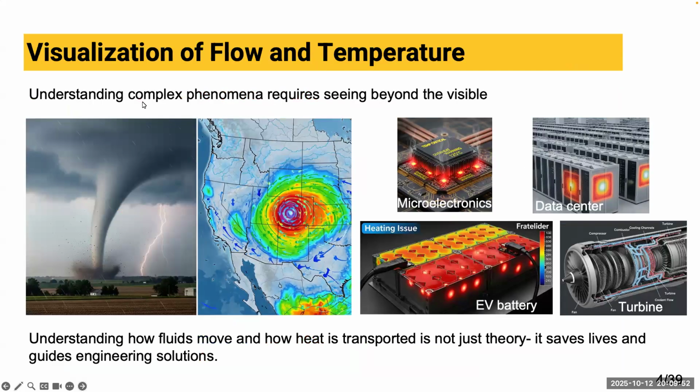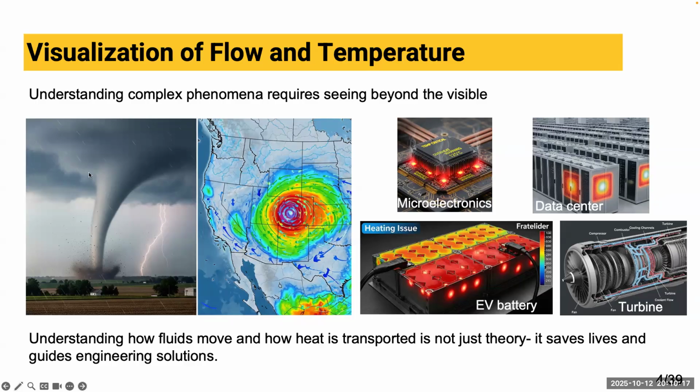So first of all, why does the visualization of flow and temperature matter? Because many natural and engineering phenomena involve the flow and heat transport. So to understand such complex phenomena, it is essential to see beyond the visible. So here's an example of a tornado.